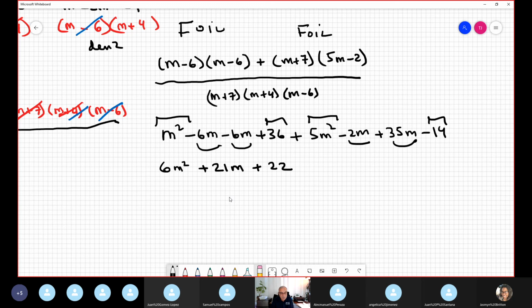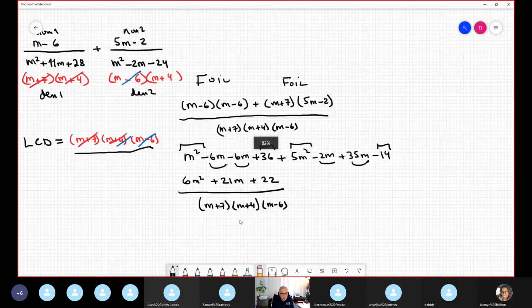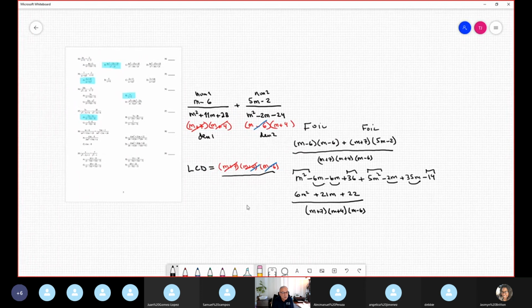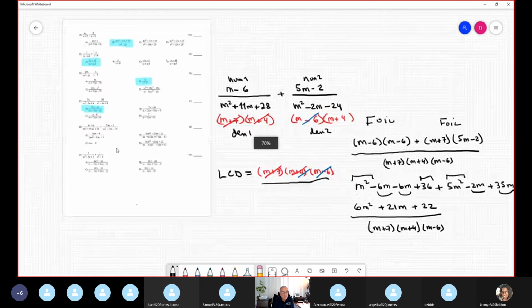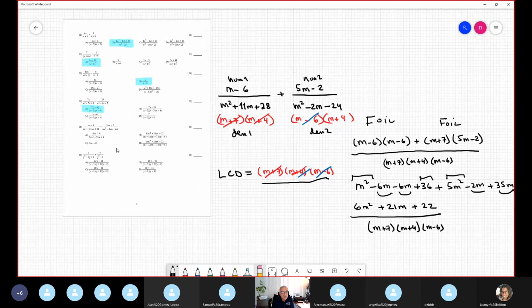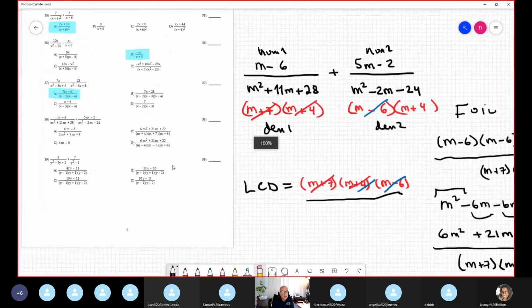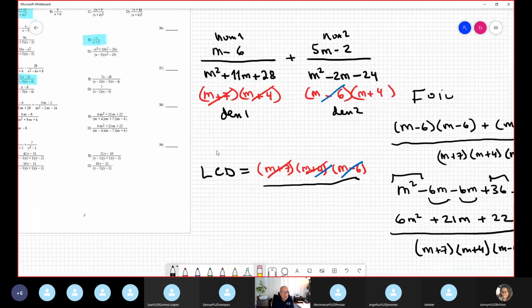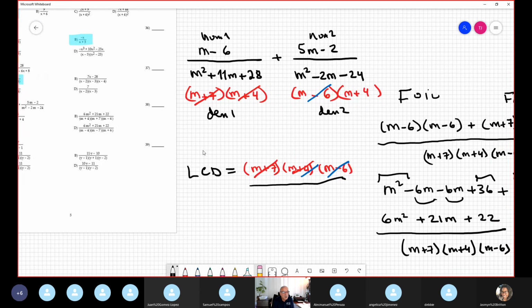Well, okay, divided by something. Divided by m plus 7, m plus 4, and m minus 6. This is weird. Let me check and see if I am doing well or not. Okay. Oh yes, I'm doing well. It's option B. Is it option B or is it option A? Let me see, m plus 7. Yeah. Minus. It's B, right. It's B.